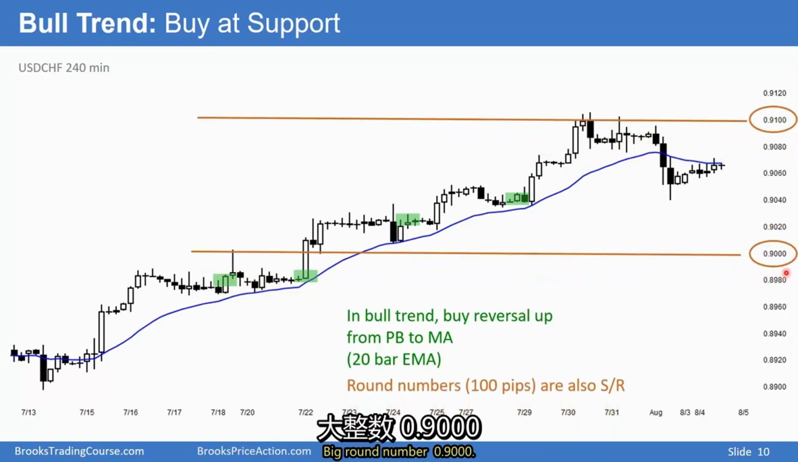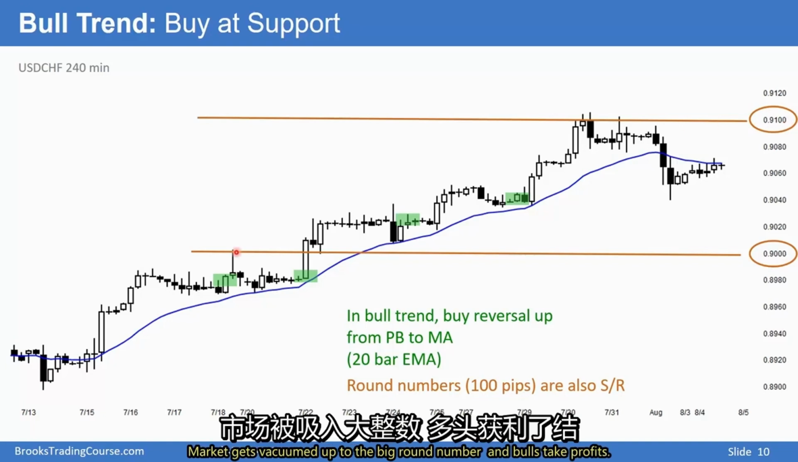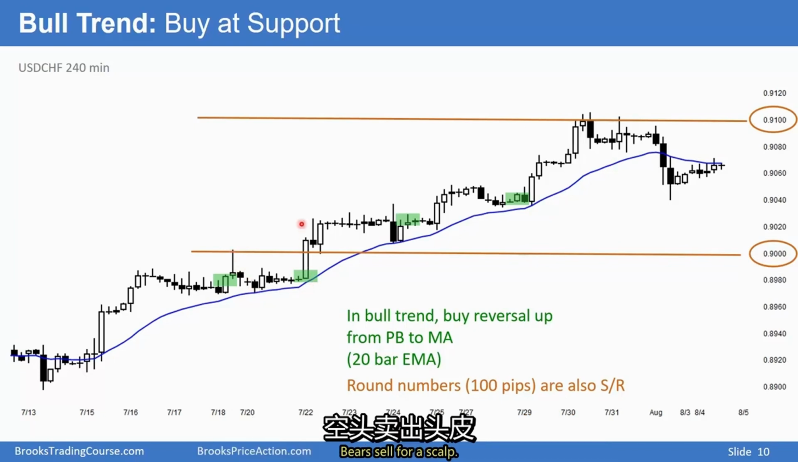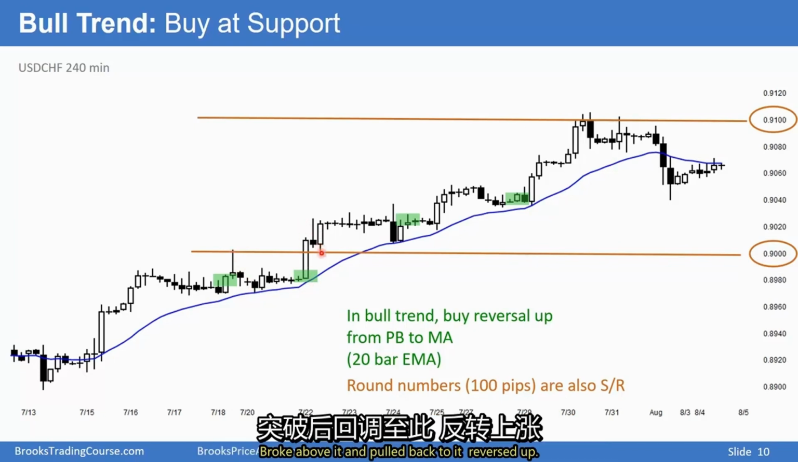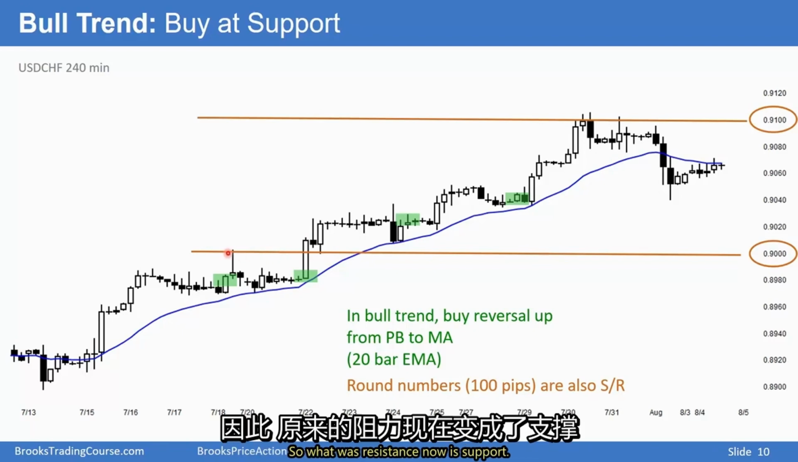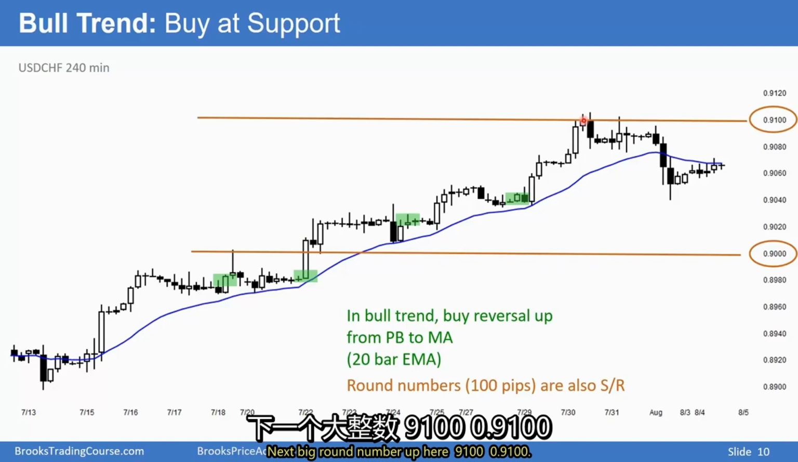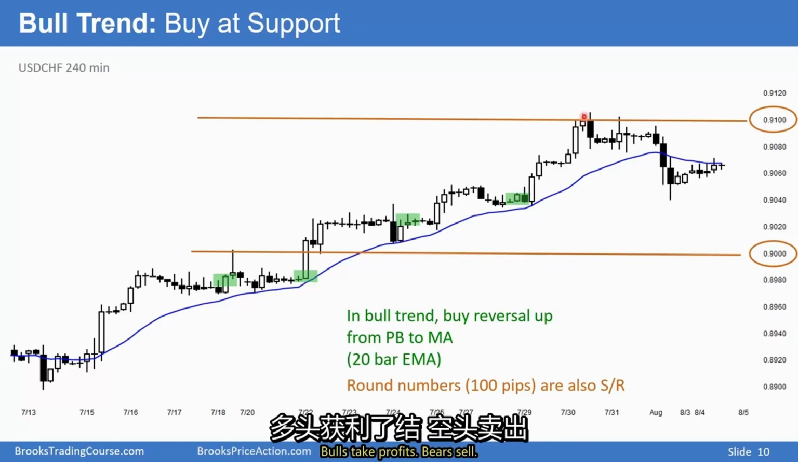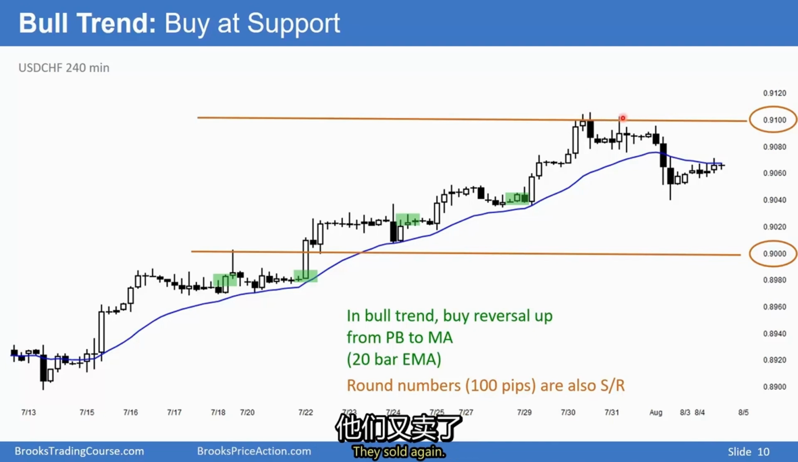Big round number, 0.9000. Big round number, 0.9100. Market gets vacuumed up to the big round number, and bulls take profits, bears sell for a scalp. Broke above it and pulled back to it, reversed up. So what was resistance now is support. Next big round number up here, 0.9100. Bulls take profits, bears sell. They sold again. We got a couple legs down.